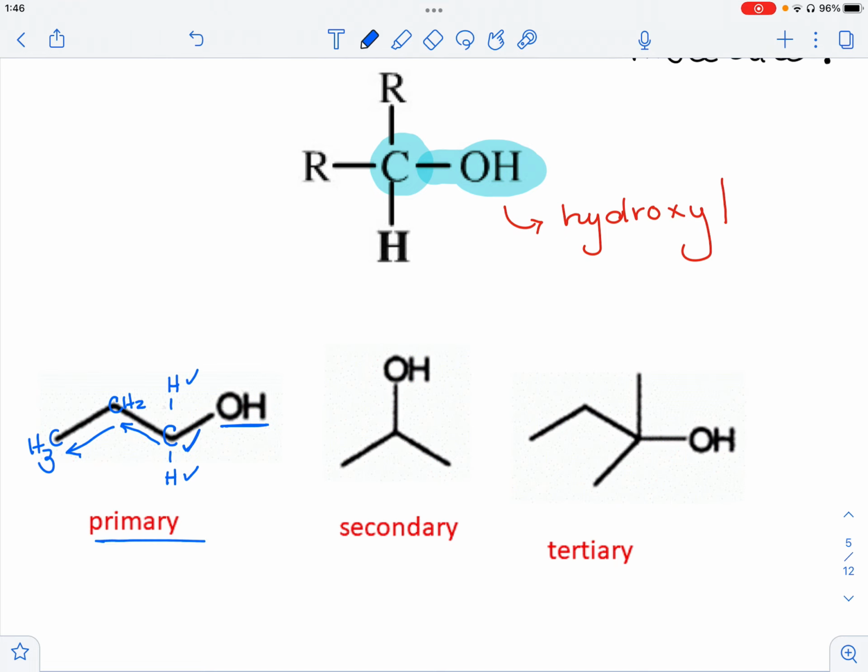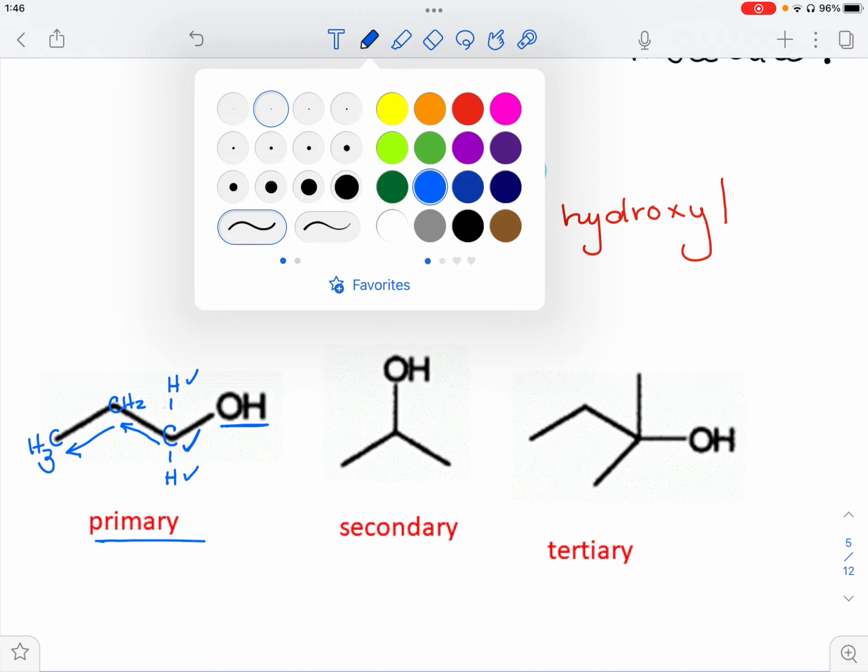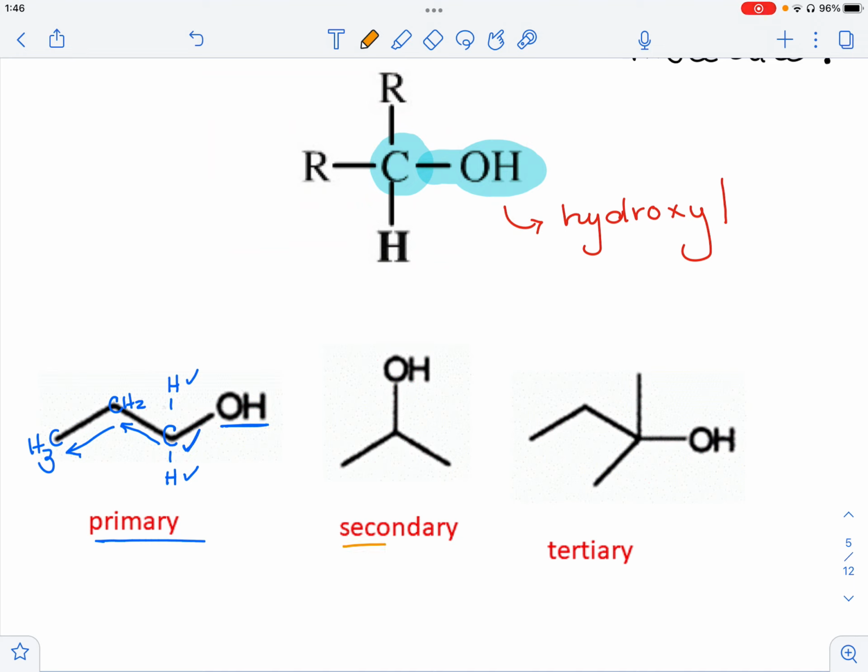that group is called primary. In the case of a secondary alcohol, the carbon that is holding the OH will be bonded to one hydrogen and two carbon chains. In the following example, we can see that the two carbon chains that are attached to the carbon that is holding the OH are methyl groups, one in this direction and one in this direction.